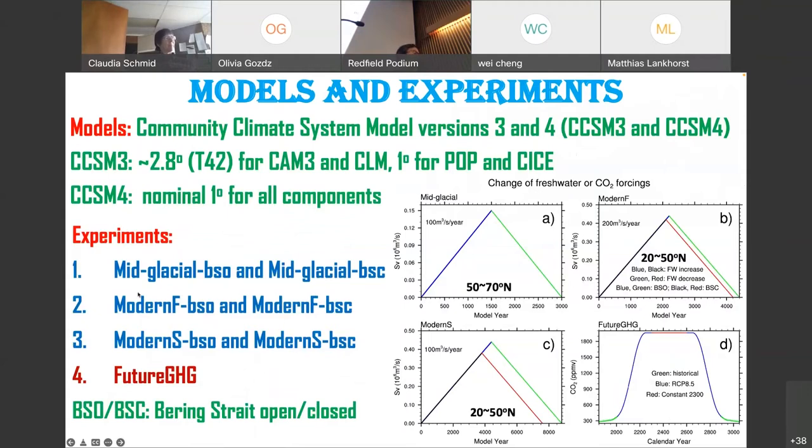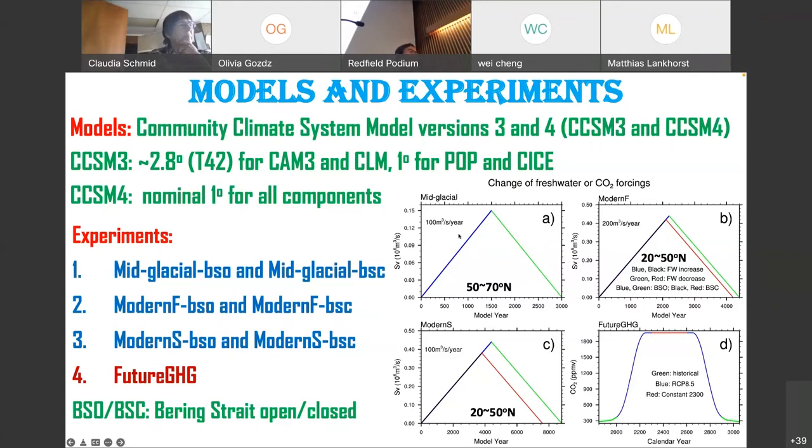Here, using CCSM3, we did three paired experiments. In these experiments, everything is identical except the Bering Strait is closed for one simulation and open for another. And for the future greenhouse gas forcing experiment, we use CCSM4. For the first three experiments, we have one set under a mid-glacial condition, which is about 15,000 years before present day. The other two experiments are under 1990 conditions, which we call modern fast and modern slow.